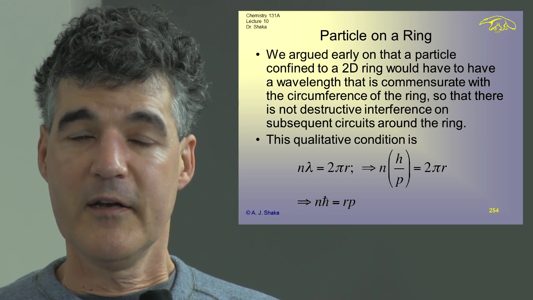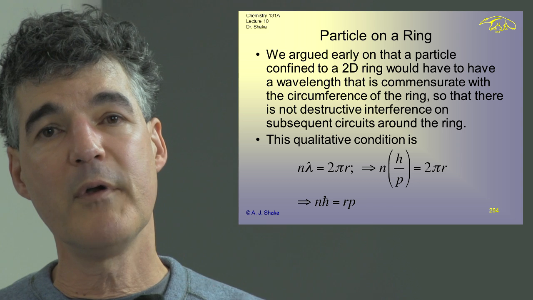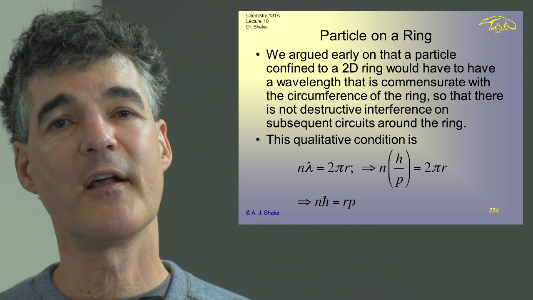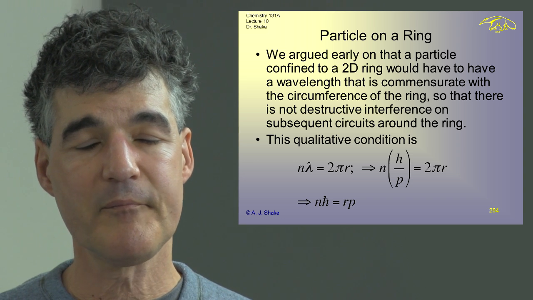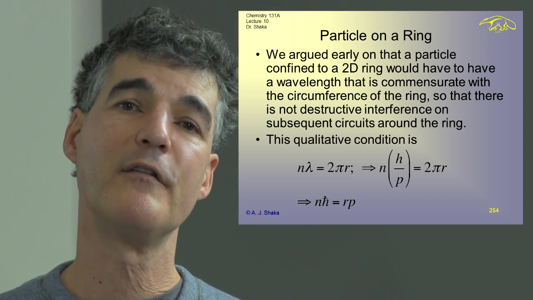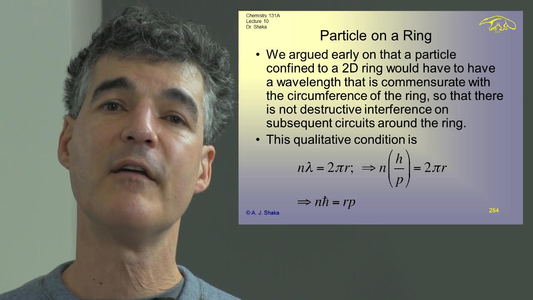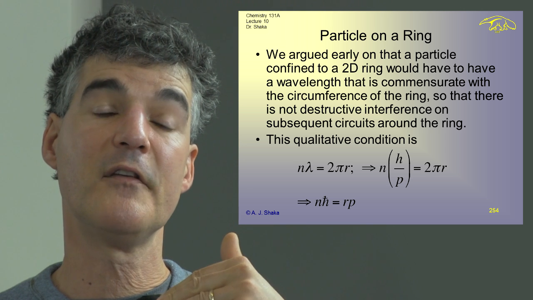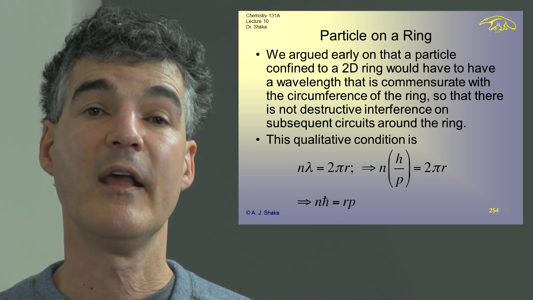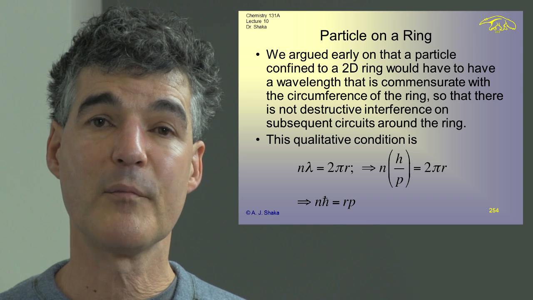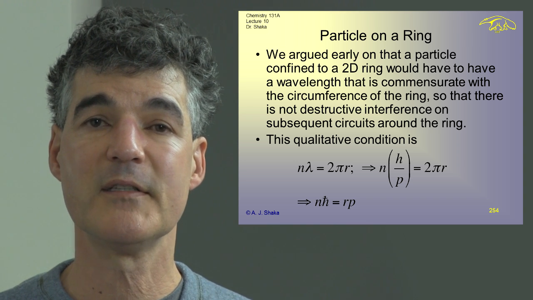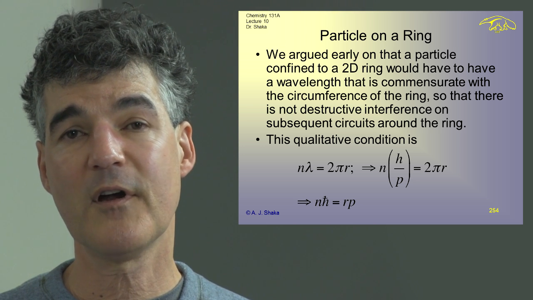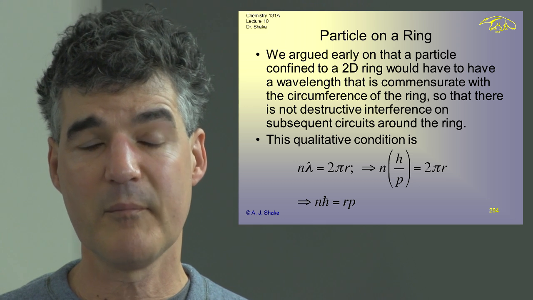We argued early on that a particle confined to a ring, which we could think of as sort of like an electron in a classical orbit, would have to have a wavelength that fit. And the idea is that every time it goes around, it has to match up perfectly, because if it doesn't, it cancels out. And in fact, there's nothing left for the probability, because it's basically minus itself half the time. And so that was an argument that the de Broglie wavelength had to match.